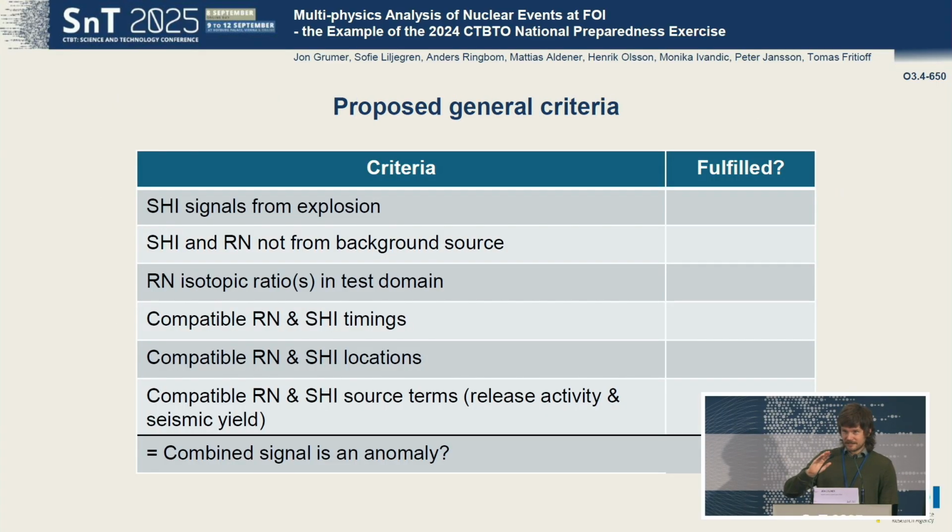So if you then translate that to a more general set of criteria, the SHI signals, and so this is now the list that we're going to work with, the criteria, and we want to say yes or no to these questions. So the SHI signals, are they or are they not from an explosion? Are the SHI and RN signals from a background source or not? Are the RN isotopic ratios in the test domain? And then the timings, as we talked about, the locations, and then the source terms. So the yield and the release activity.